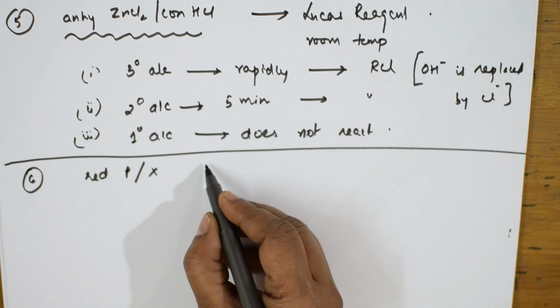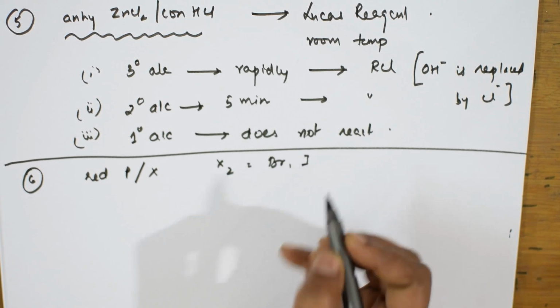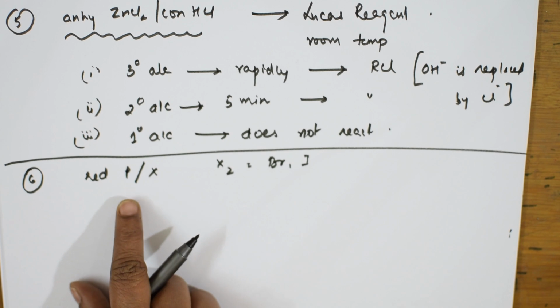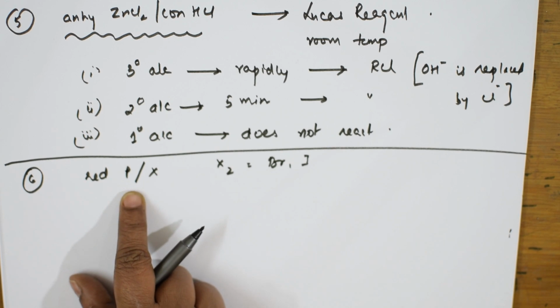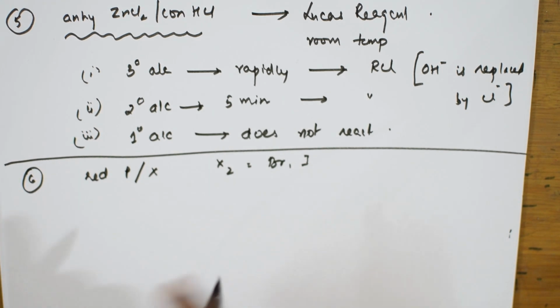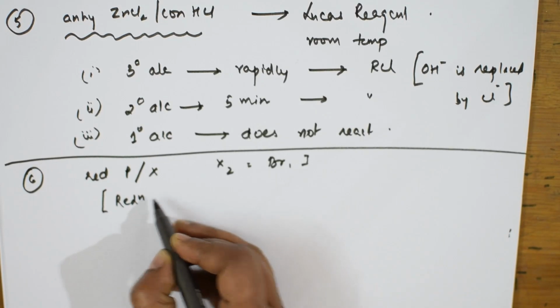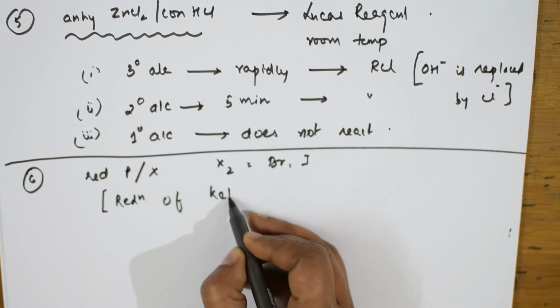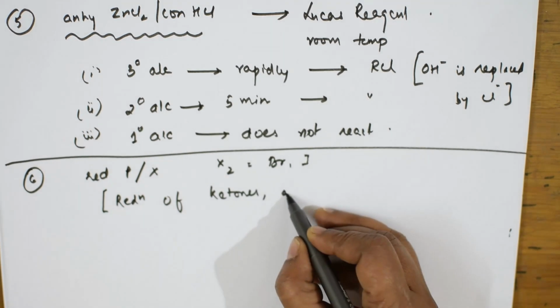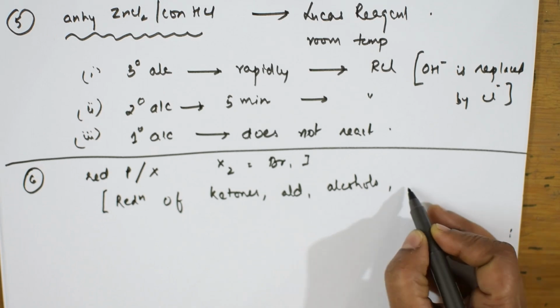What is X here? X is nothing but a halogen. X2 can be bromine, it can be iodine. Suppose if you find red phosphorus, what is the main role of red phosphorus? Red phosphorus helps in the reduction of ketones, aldehydes, alcohols, acids. Remember, what is the role of red phosphorus? It helps in reduction of ketones, aldehydes, alcohols, and acids.